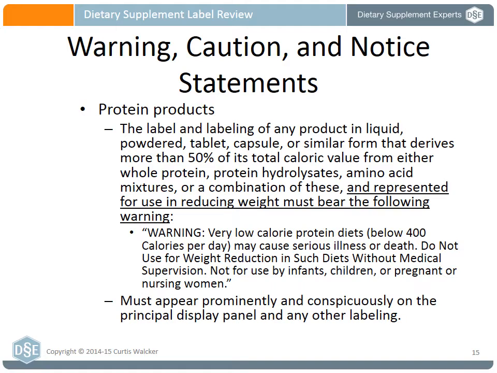The label and labeling of any product in liquid, powdered, tablet, capsule, or similar form that derives more than 50% of its total caloric value from either whole protein, protein hydrolysates, amino acid mixtures, or a combination of these, and is represented for use in reducing weight must bear the following warning. Warning: very low-calorie protein diets, below 400 calories per day, may cause serious illness or death. Do not use for weight reduction in such diets without medical supervision, not for use by infants, children, or pregnant or nursing women. This warning must appear prominently and conspicuously on the principal display panel and any other labeling.